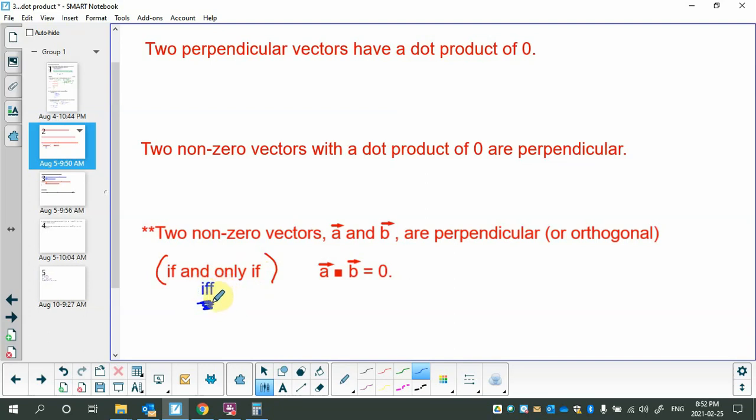Another thing I want to tell you, in case we haven't looked at it yet, maybe in advanced functions, is perpendicular and orthogonal mean exactly the same thing. So if you see the word perpendicular, it means 90 degrees. If you see the word orthogonal, that means 90 degrees as well. So new word to your vocabulary. All right.